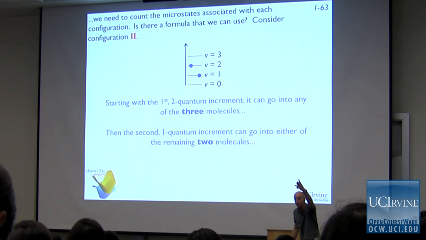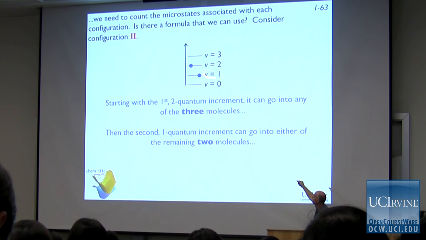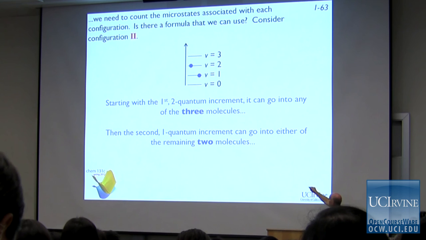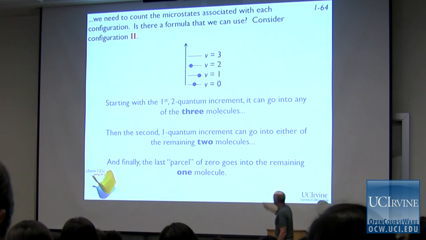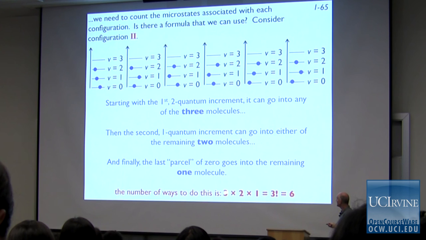Then, if I choose A, there's only two places left over where I can put the next one quantum of energy. Then the second one quantum maker can go into either of the remaining two molecules. And finally, the zero is going to have to go right there into molecule B. Right, that's the last parcel of energy. So this system has three quanta of energy. All right, and the number of ways to generate this is three.